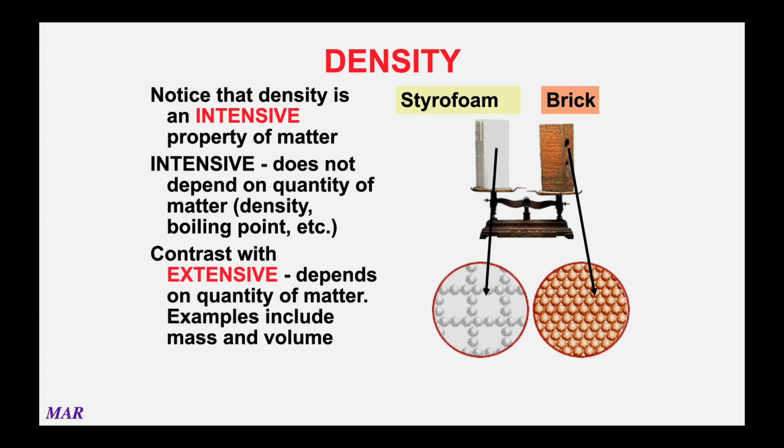Now that's quite different from extensive. Extensive means that you do need to know how much you have. So mass, for example, is extensive. 5 grams is a lot different than 500 grams. So you'd have to know how much mass you have. But density, as long as you have just a little bit of it, you're good to go. It'll work for the bulk, which is kind of cool.